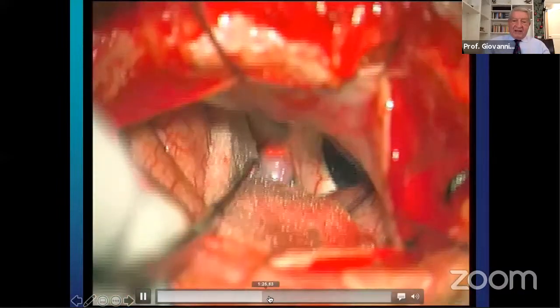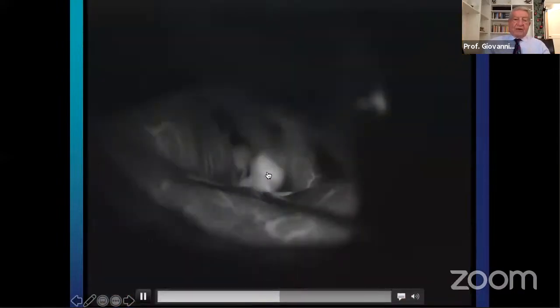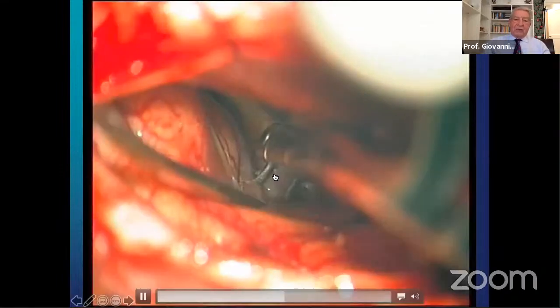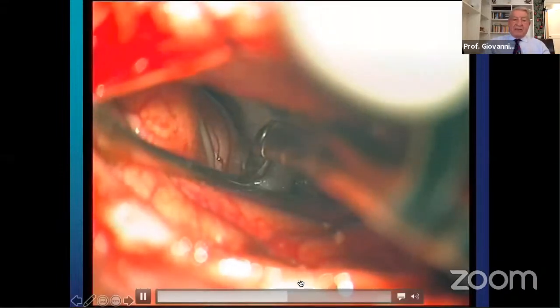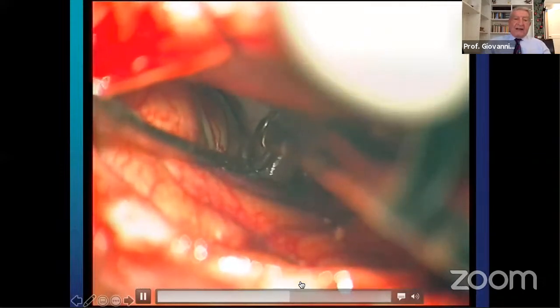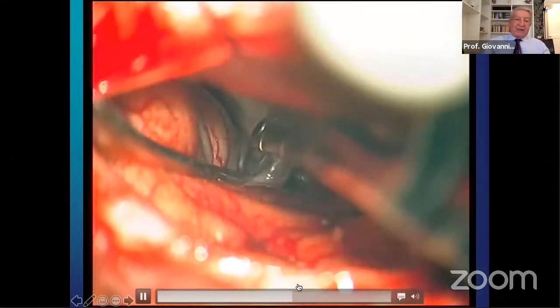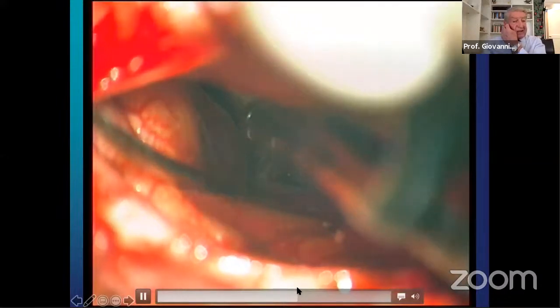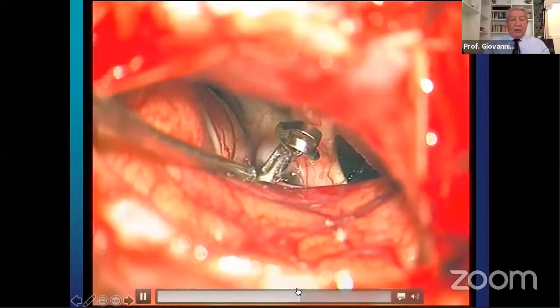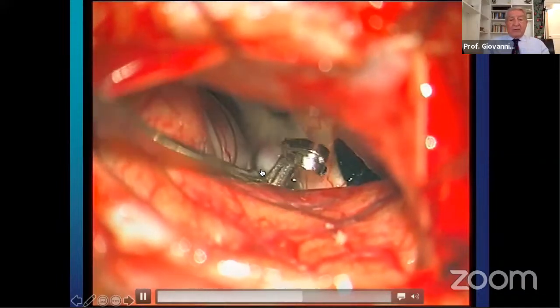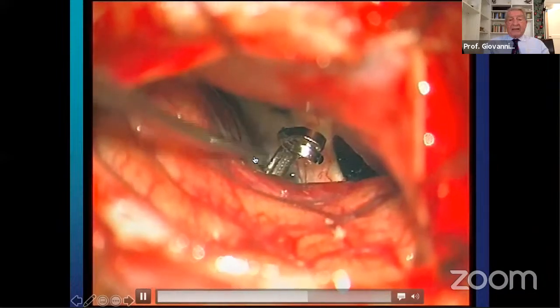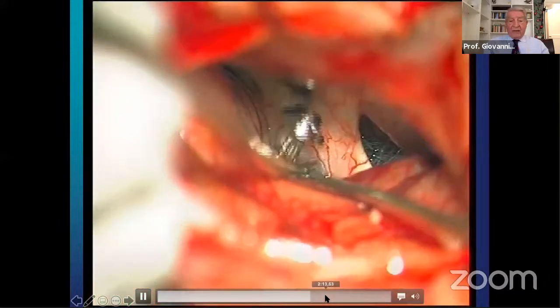Here is the aneurysm. Of course, we can do ICG before clipping to see if there is a perforator. The clip can be used. And the criticism that you have a little space, if you have a rupture of the aneurysm, is answered by showing this kind of maneuver. You can really use also some temporary clip if you need it.